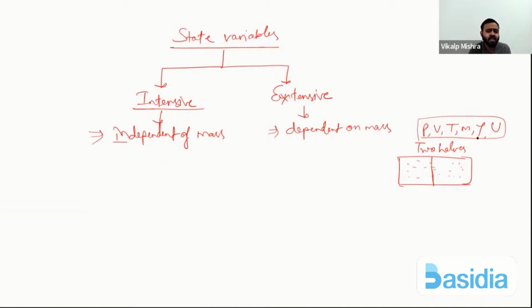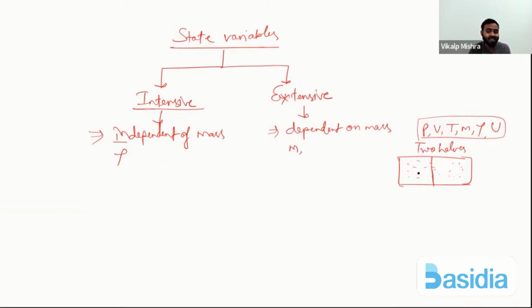So simply we can say density will not change. Density will remain the same. So density is an intensive property. Mass will change. Mass will become half. Here half the gas is there, in the other half gas is there. So mass is dependent on mass, simply we can say.